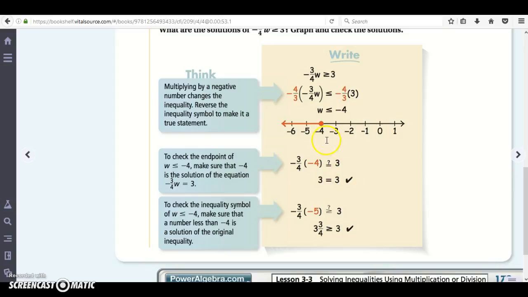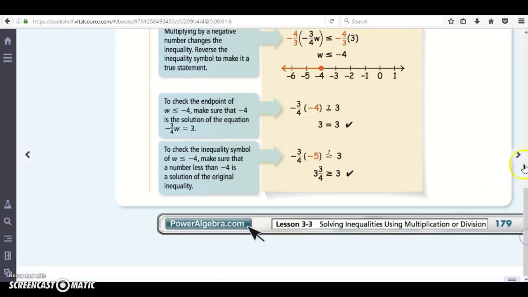Okay? And so now I want to check a point that I know is also on my number line, which is negative 5. I could check negative 6, negative 7, negative 21. All those numbers would also be within my solution, but let's just do negative 5. And when I do that, I get a negative times a negative makes a positive, and I get 3 3/4, which is really going to give me 15/4. Reduce that to 3 3/4. And 3 3/4 is greater than or equal to 3, so it checks out.